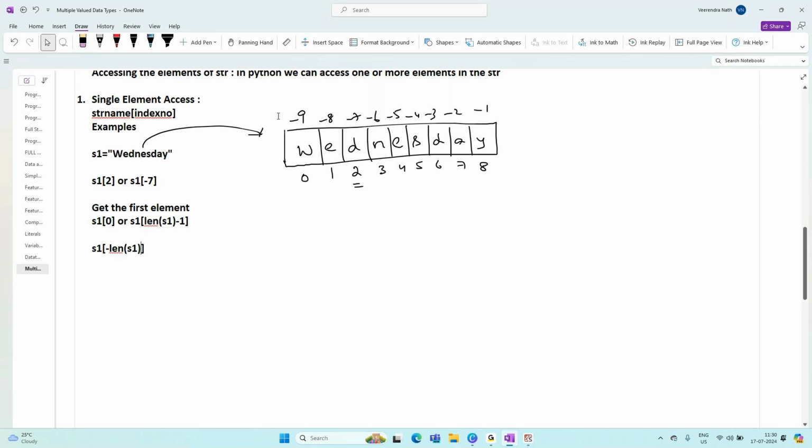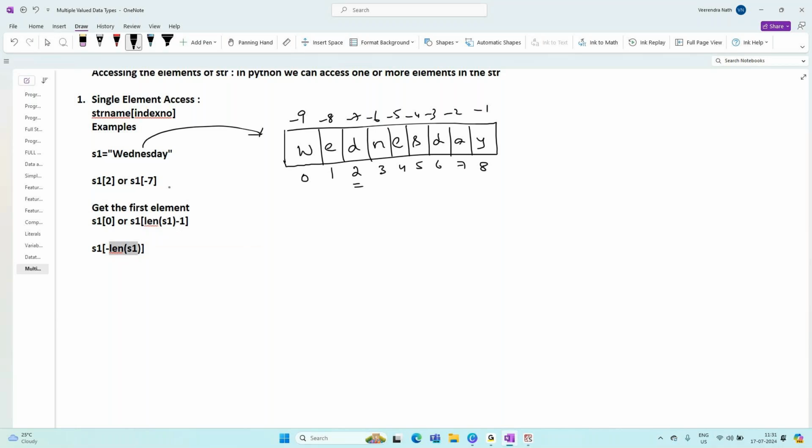Sir, can I use it like this? No problem. No one will say anything. It is not a syntax error or a runtime error or a logical error. Because minus len of S1 is giving you what? It is giving you a number. The number will be substituted. It is as simple as that.